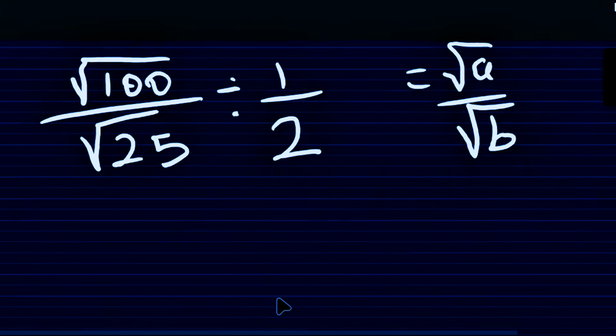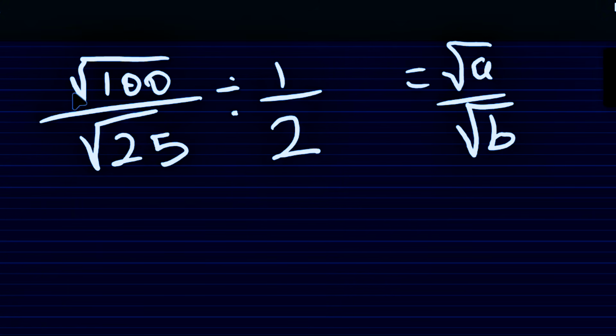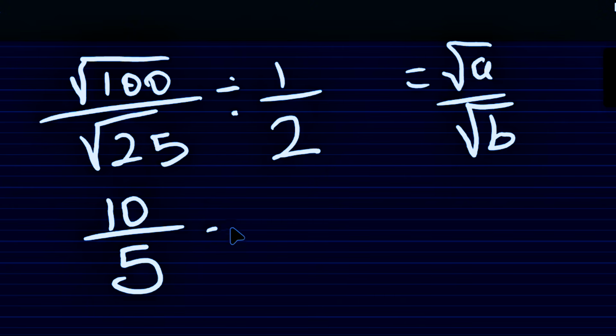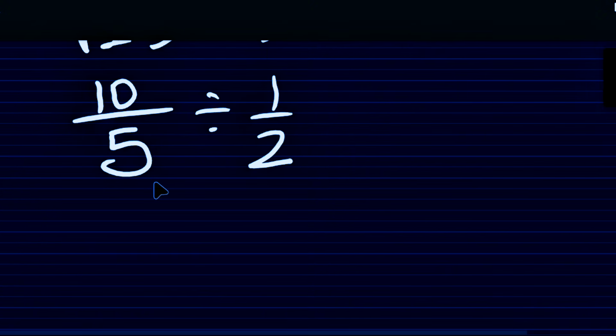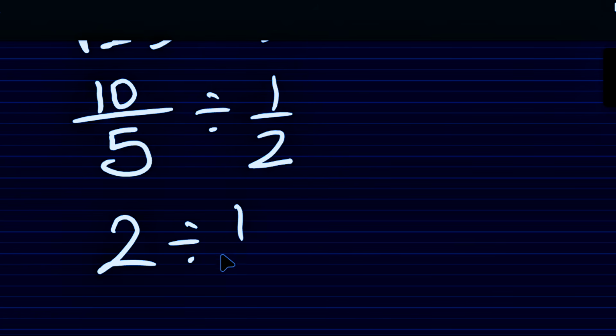So from here, we are going to first of all attend to this square root of 100. Square root of 100 equals 10. Divide by square root of 25 equals 5. Then divide by 1 divided by 2. Okay? So from here, let's take this to the lowest term. 10 divided by 5 will give us 2. Then divide by 1 divided by 2.